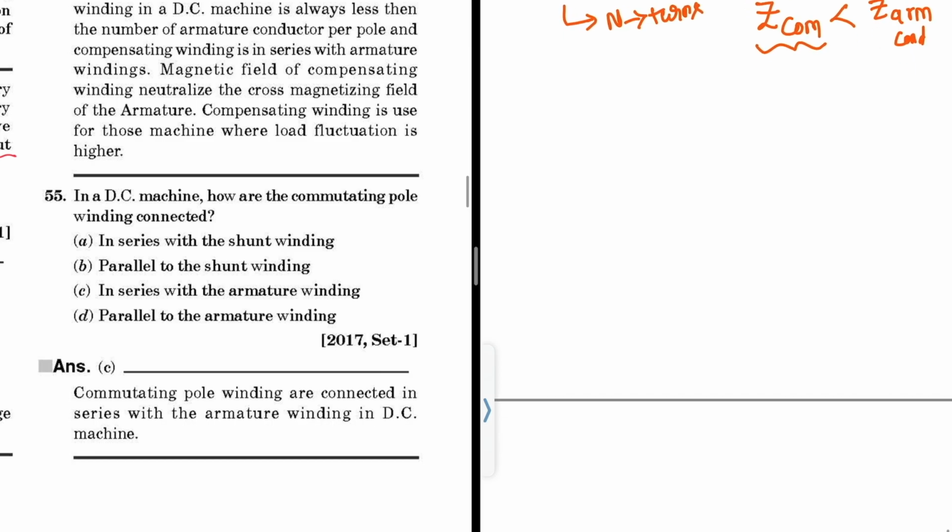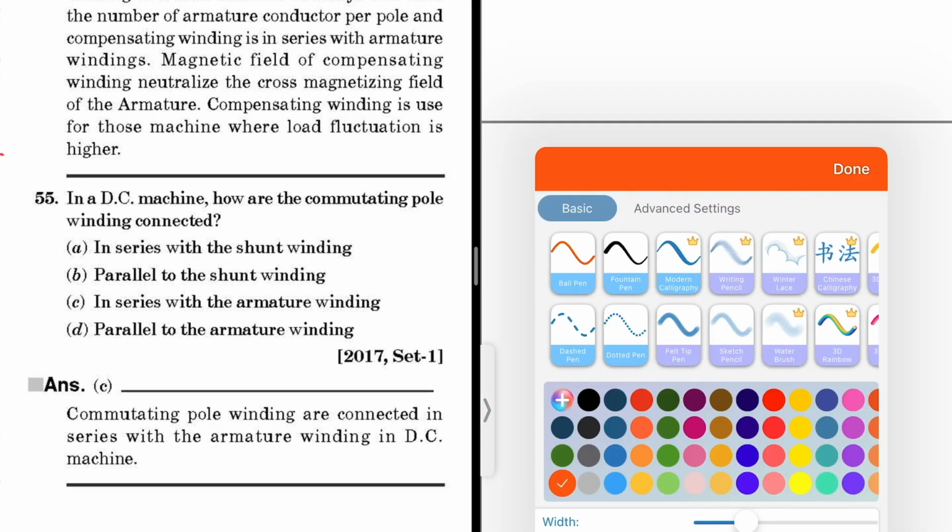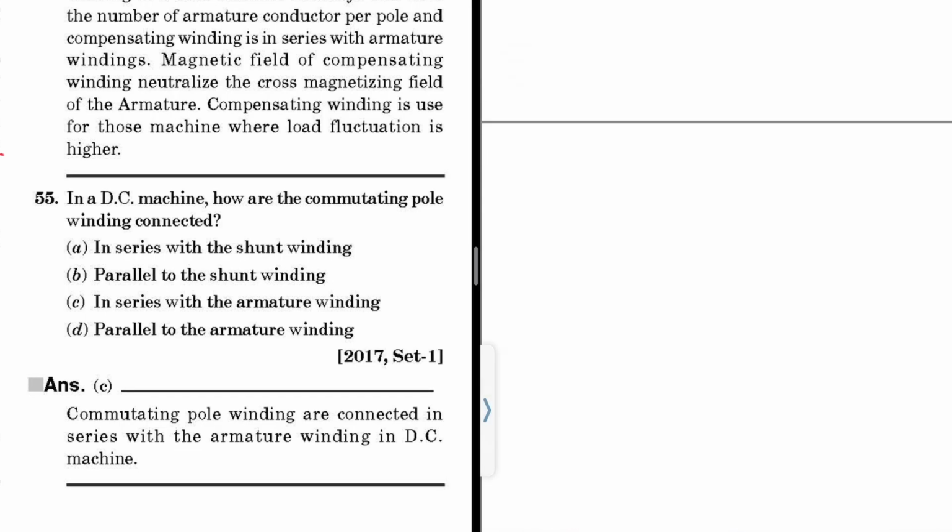Okay, so coming to question number 55. In a DC machine, how is the commutating pole winding connected? Generally, the commutating pole is also called an interpole. Interpoles are usually used to compensate the flux in the interpolar region.